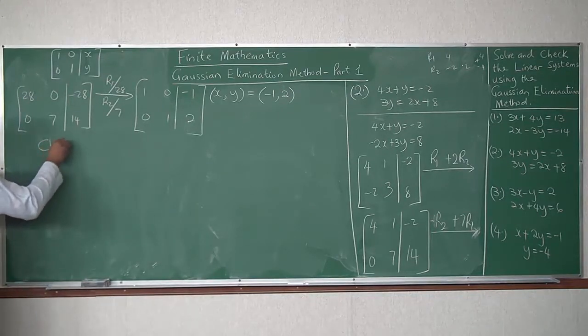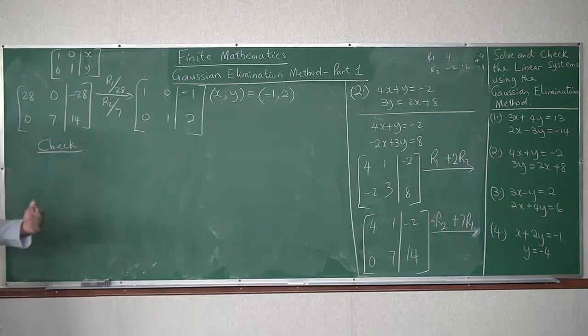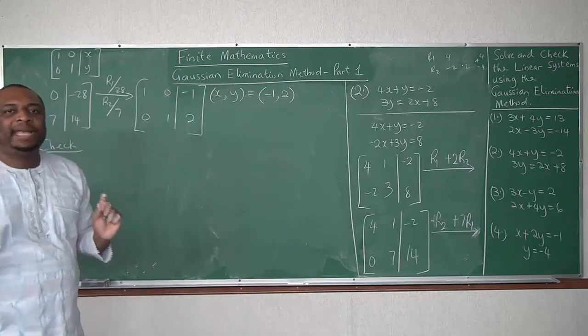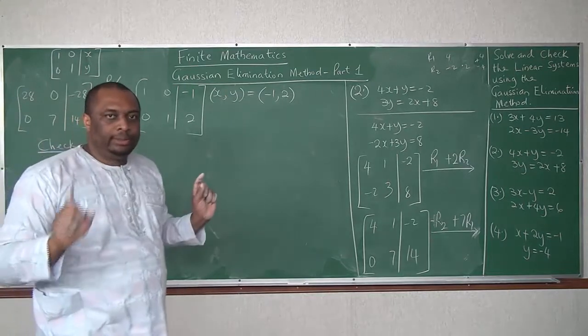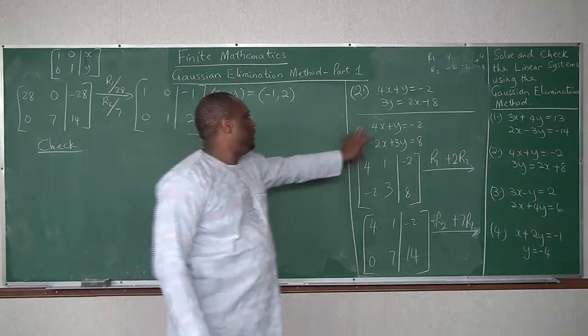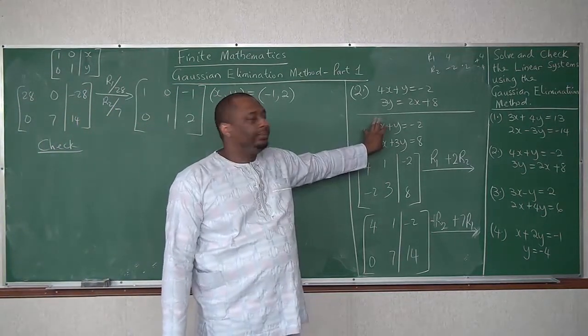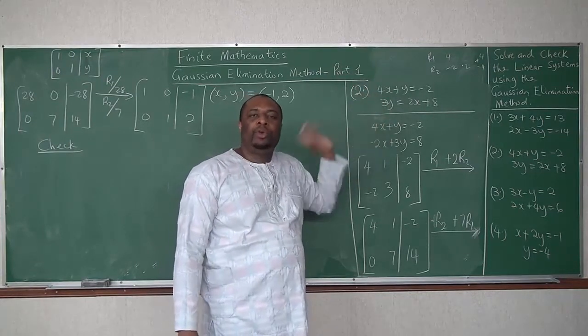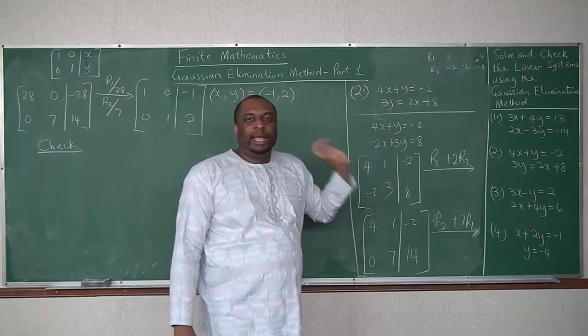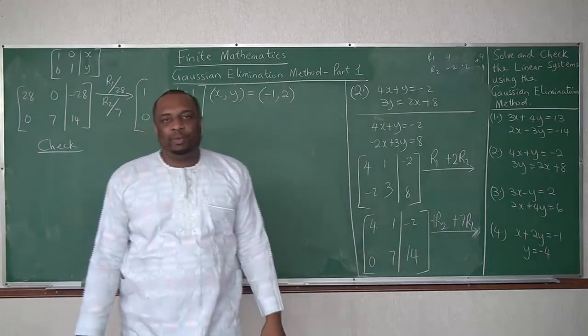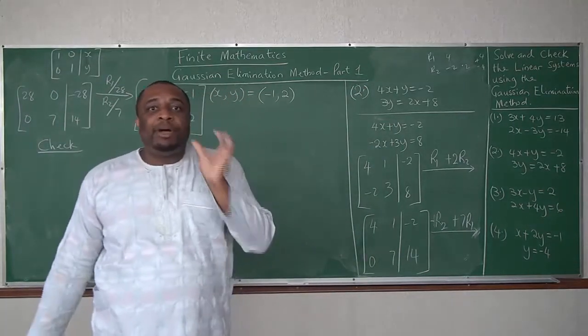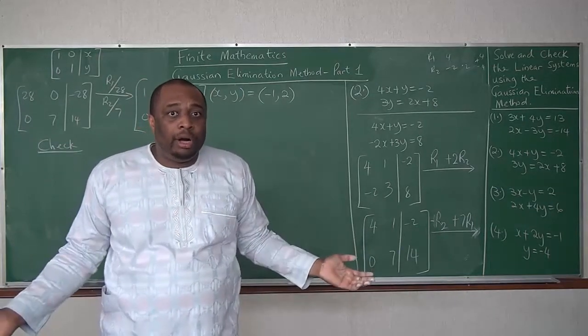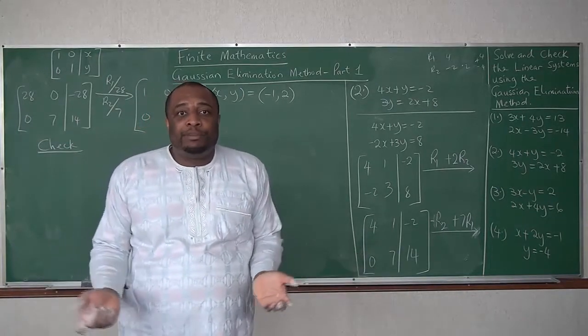So we check. In checking, we check with the main problem. We check with the main equation. We do not, I repeat, we do not check with the modified equation. No. We always check with the main equation. Why? Can you tell me why we check with the main equation? Because the modified equation might be wrong.